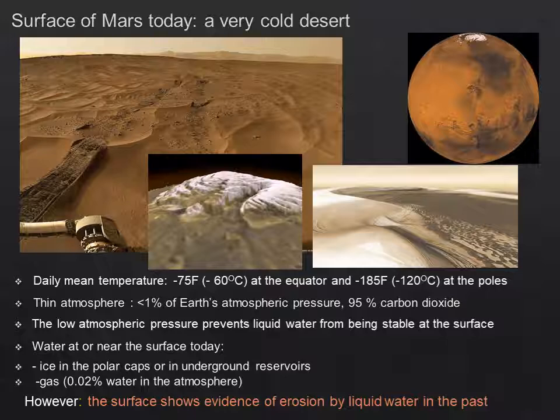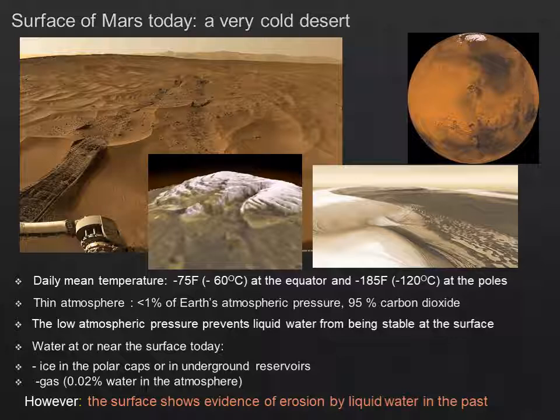So this is the surface of Mars today. It is a very, very cold desert with daily mean temperatures at the equator of minus 75 Fahrenheit and minus 185 Fahrenheit at the pole. Mars has a very thin atmosphere. The atmospheric pressure is only less than 1% of the Earth's atmospheric pressure. And because of this very low atmospheric pressure, liquid water cannot be stable at the surface of Mars.